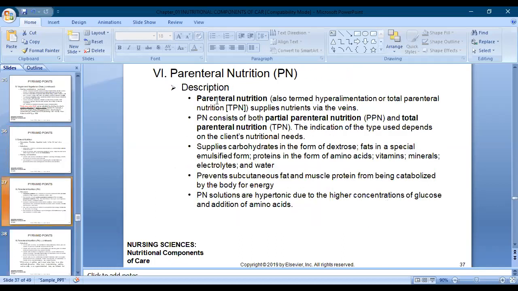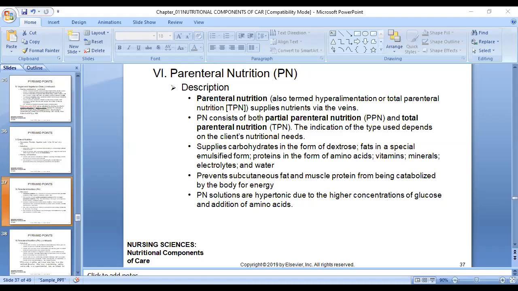I'm just going through. So total parenteral nutrition, you already saw the picture here. Total parenteral nutrition, we give them in the vein. So again, if I open the picture, this is the saline solution passing through the vein. They are giving it through the vein. So this is the artery in the body and this is the vein. So we give it in a vein, like the subclavian vein or the superior vena cava. So now go back again to the PowerPoint.